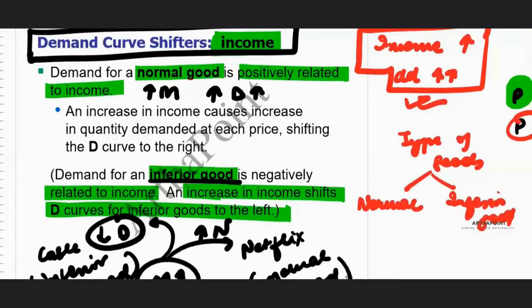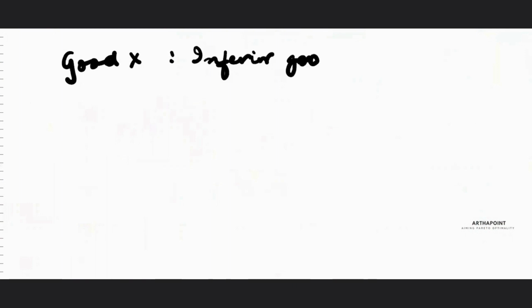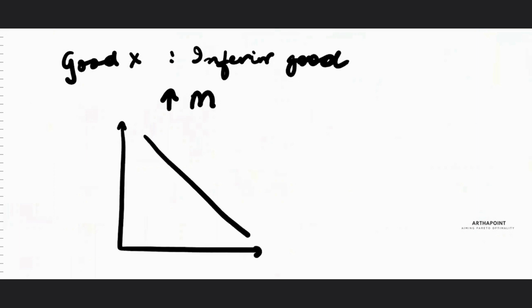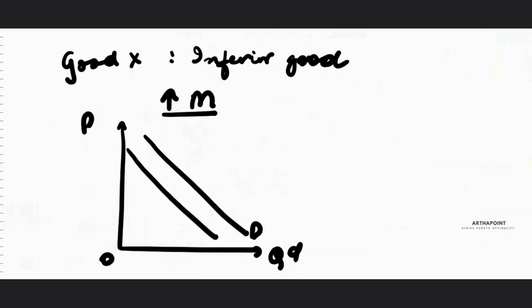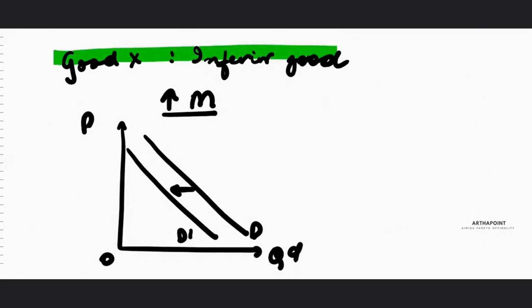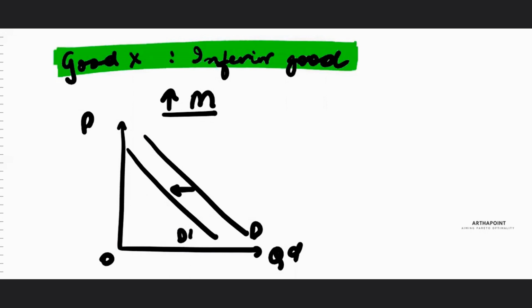So in this case, what will happen? If good X is an inferior good and there is an increase in your income level, and this is your earlier demand curve, then when income increases, your demand will decrease and you will shift leftward. If that good is an inferior good, an increase in income will decrease the demand and you will demand less of the commodity.